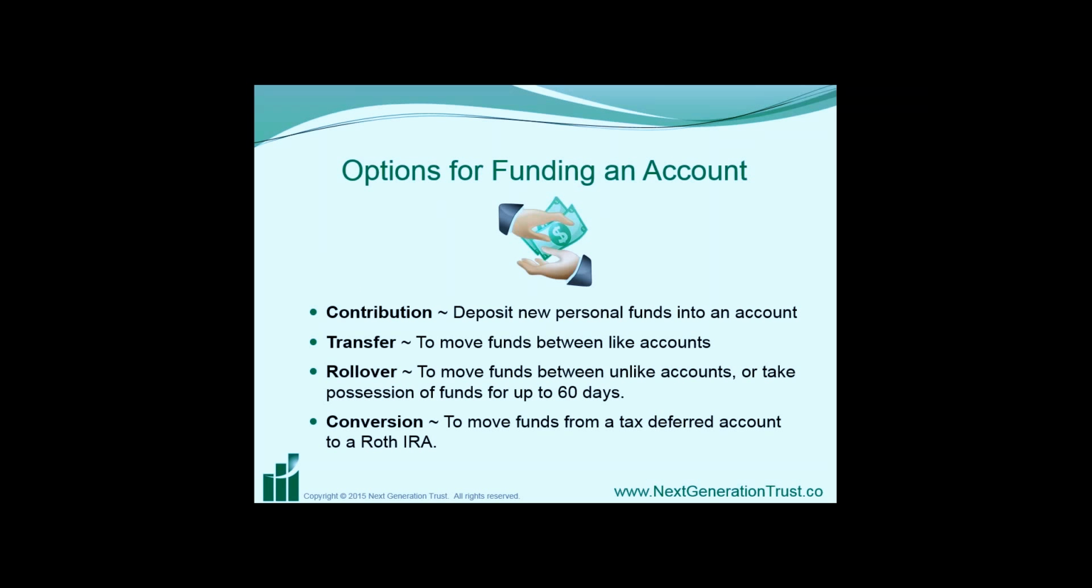You have several options for funding a self-directed IRA. You can contribute new personal funds into your account. If you currently have a traditional IRA, you can transfer all or a portion of it into a self-directed IRA. If you have a 401k from a previous employer that's just sitting there, you can roll over those funds into a self-directed IRA so that you can take advantage of investing in non-traditional assets. Or you could do a conversion to move funds from a tax-deferred IRA into a Roth IRA for tax-free investing.